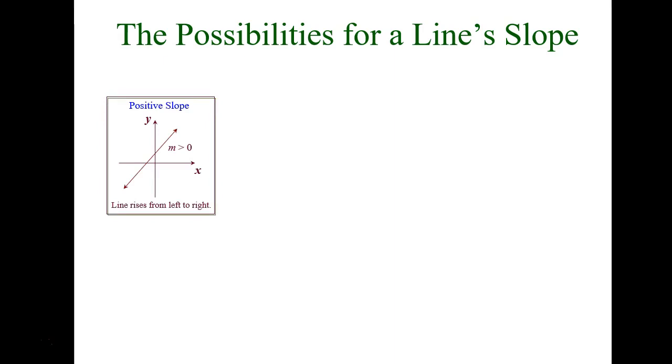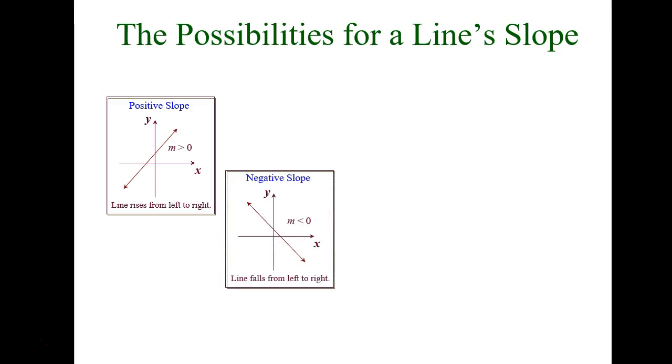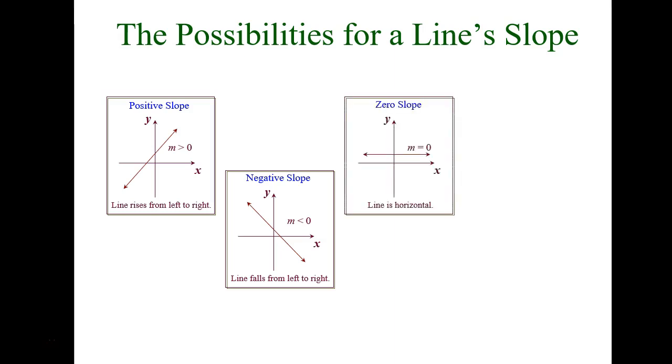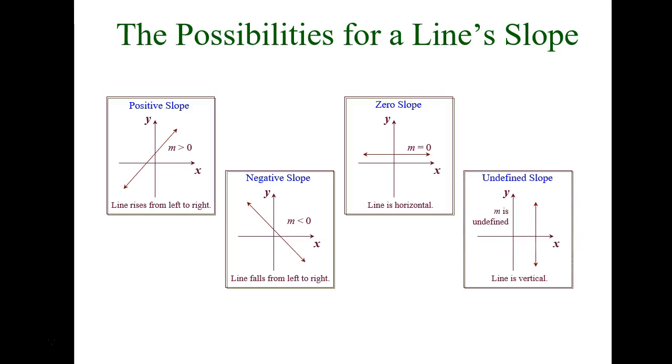It can look like the one we just looked at, where it rises or is increasing from left to right. That would be a positive slope. If it's decreasing or falling from left to right, we would say it has a negative slope. It can be constant as we go from left to right. Remember we talked about functions that are constant; then it would be a horizontal line, and the slope would be 0. And the last possibility is that it could be a vertical line. If it's a vertical line, we say that the slope is undefined.